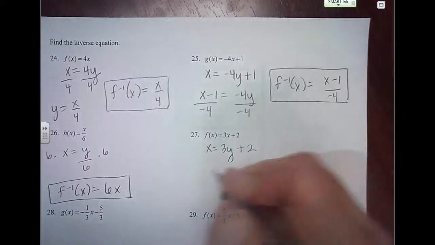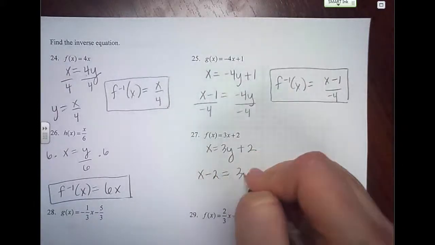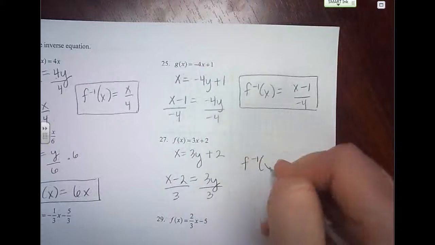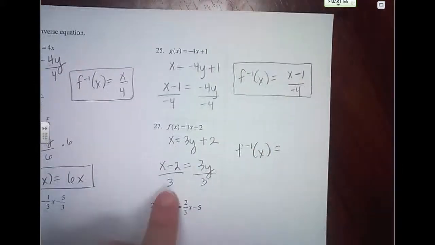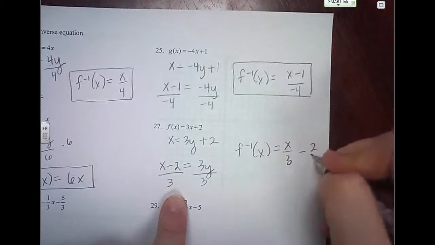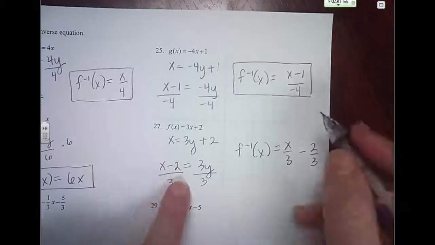Switch x and y, solve for y. So x minus 2 equals 3y, divide by 3. So f inverse of x, now I'm going to split this one up so we just see what it looks like. So we do x over 3 minus 2 over 3. Remember, the denominator goes under each piece.